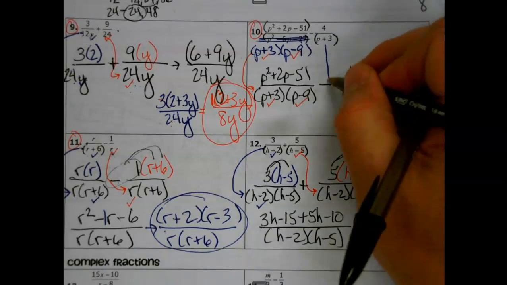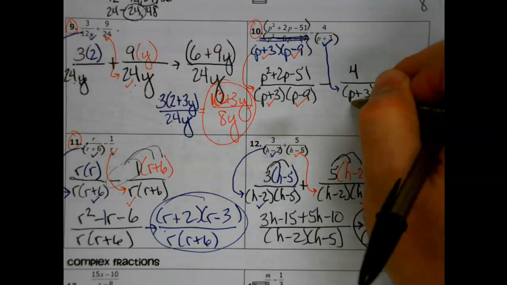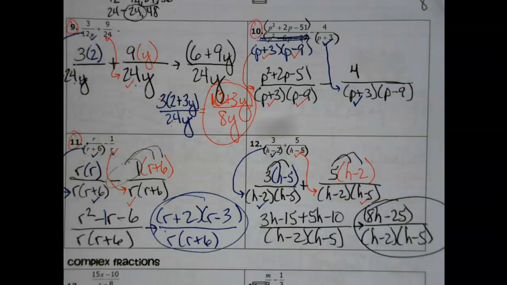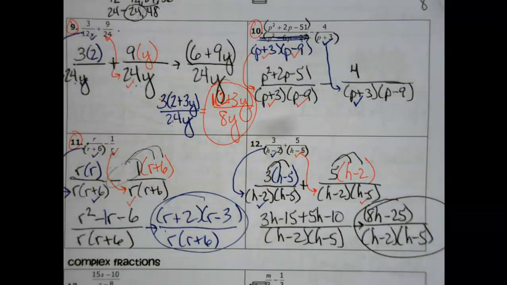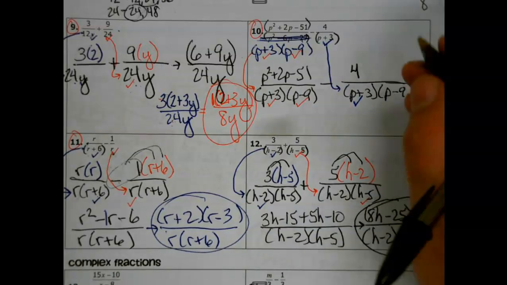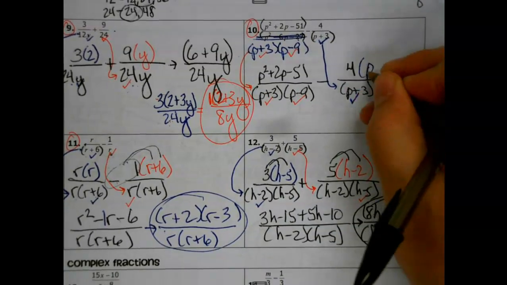Second fraction. I've got the p plus 3. And you use the p plus 3 and the p plus 9 because the second one has the p plus 3. It's the exact same one. Yep. And so I didn't check off the p minus 9, so we're going to do that.